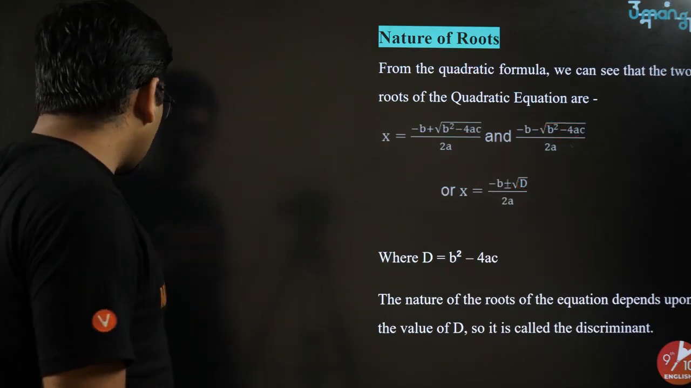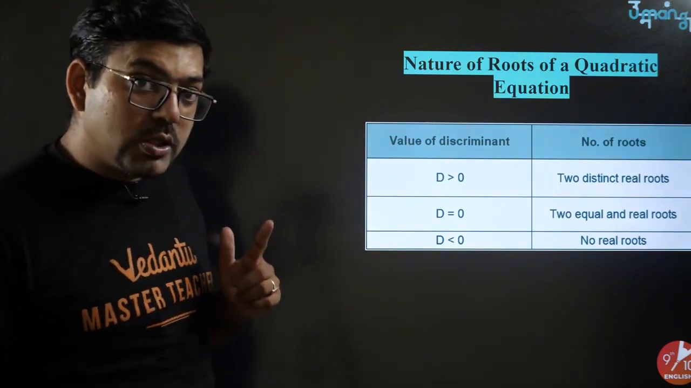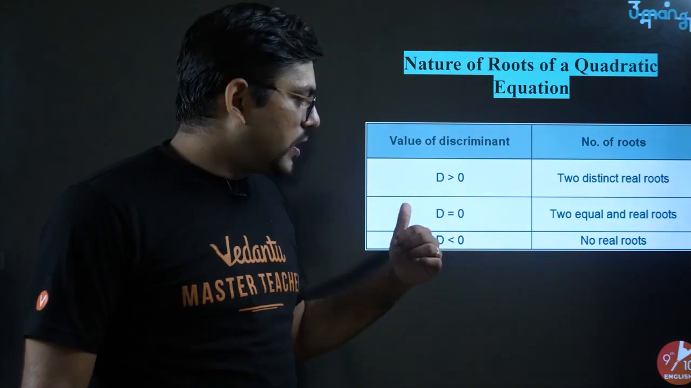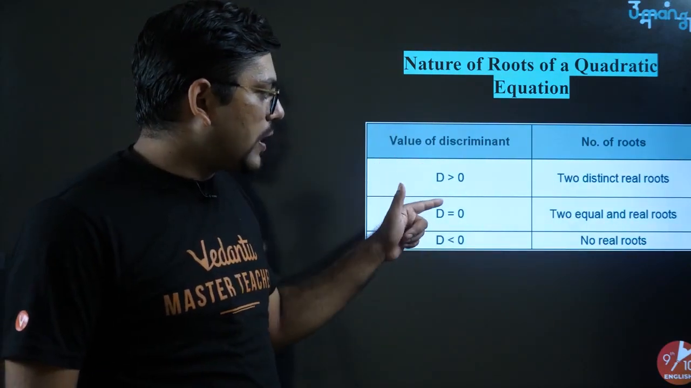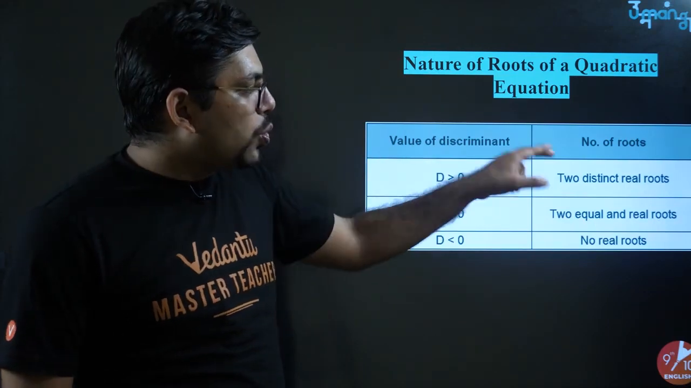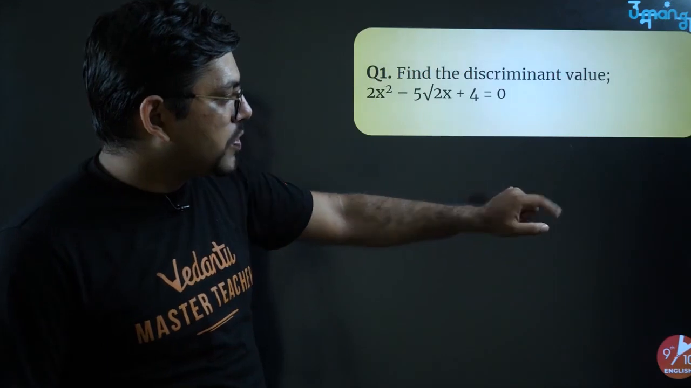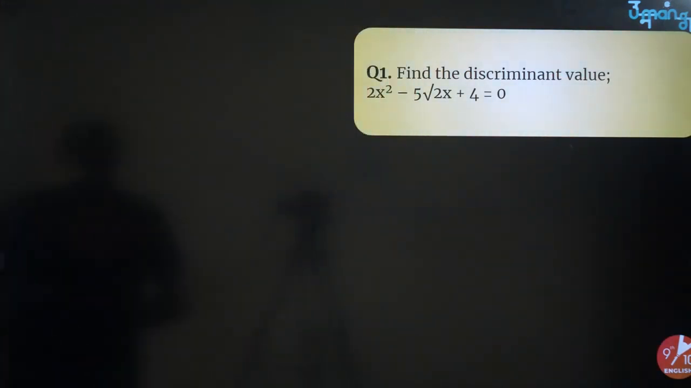Then the question arises: can D be positive? Yes. Can D be 0 also? Yes, D can be 0, and D can be negative. If D is negative, there are no real roots. But if D is greater than 0 or equal to 0, the roots will be real. Both situations have some differences. Let me just show you.